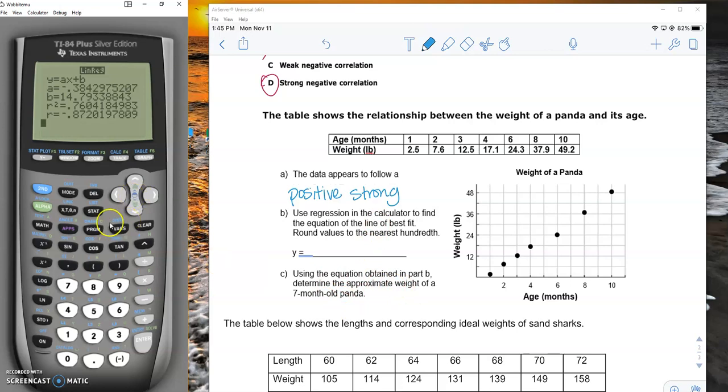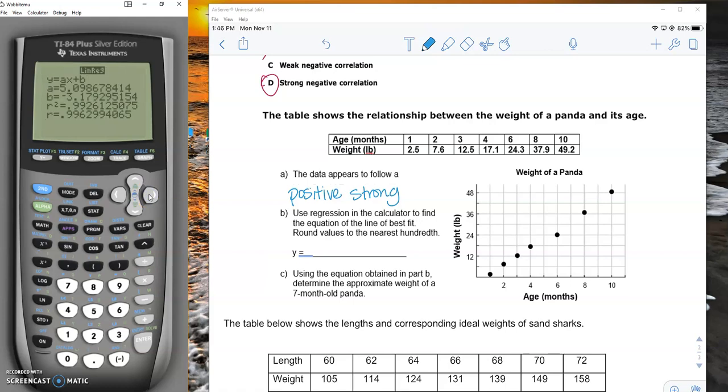of a 7-month-old panda. So I'm going to go to stat edit, the X is in L1, and remember this is a video so you can pause it if you need. Y is in L2. So I have my table in there. Pause if you need. I'm going to hit stat calc 4. For store, I'm going to hit variables, right, enter.